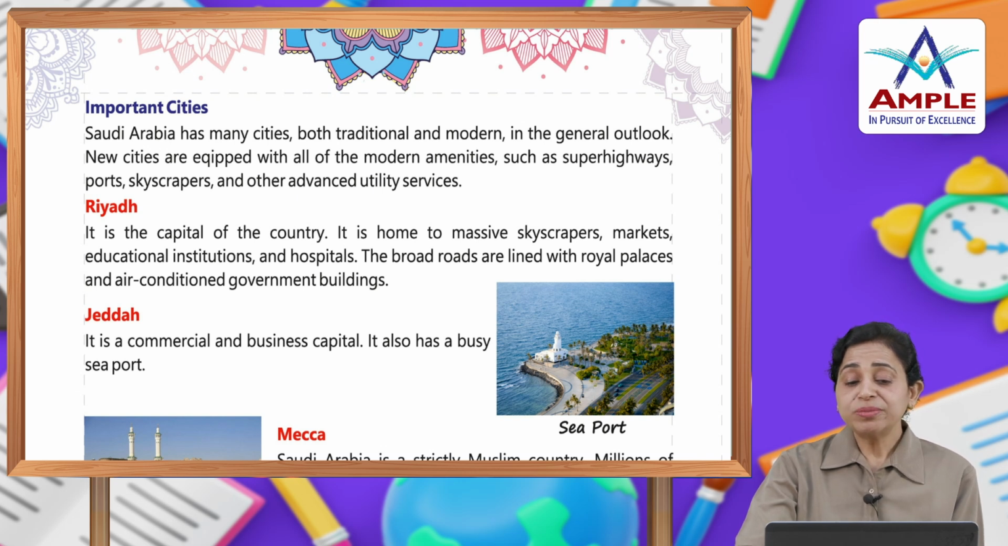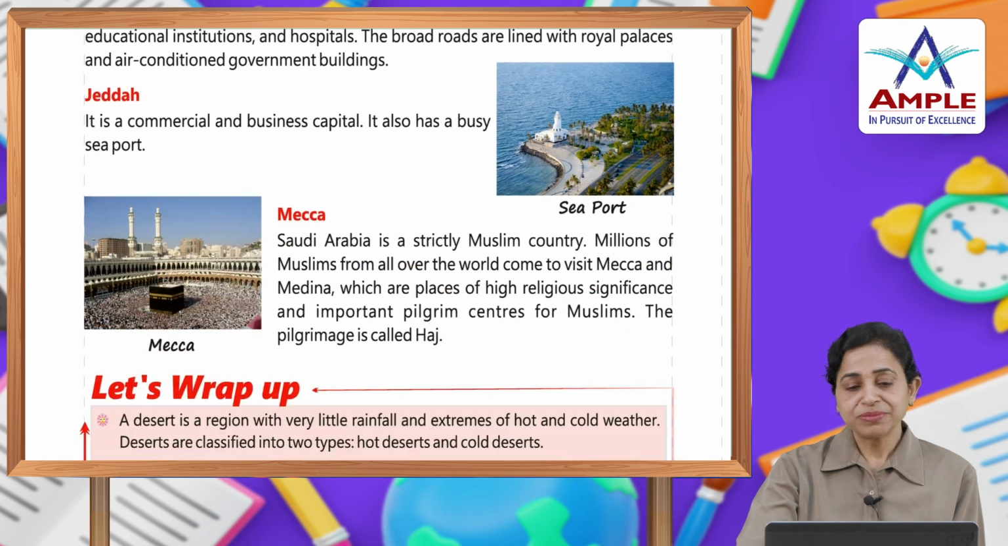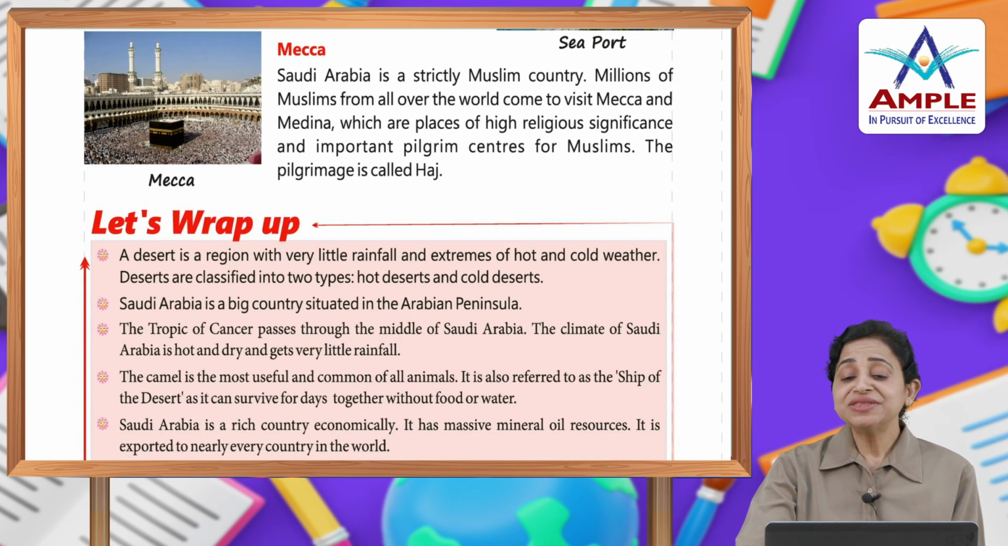Jeddah. This is a commercial and business capital. It also has a busy seaport. Makkah. Saudi Arabia is a strictly Muslim country. Millions of Muslims from all over the world come to visit Makkah and Medina, which are places of high religious significance and important pilgrim centers for Muslims. The pilgrimage is called Hajj.